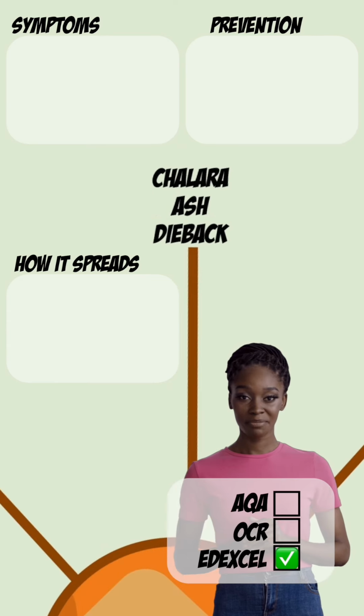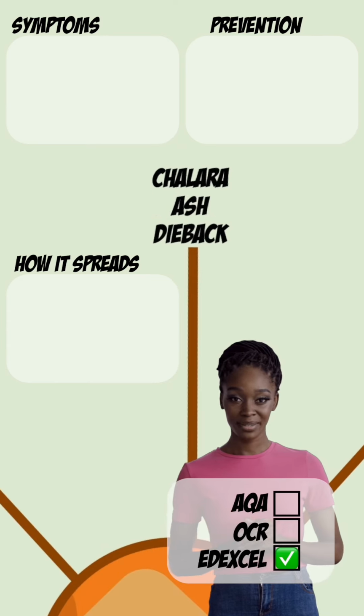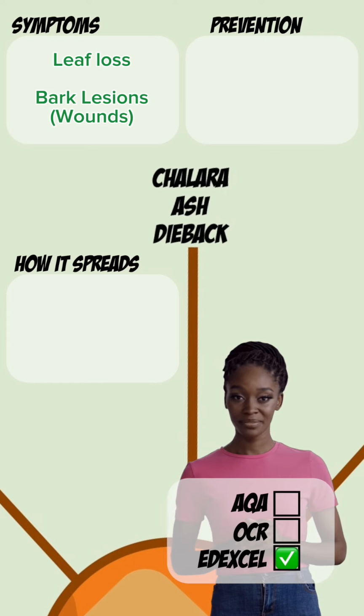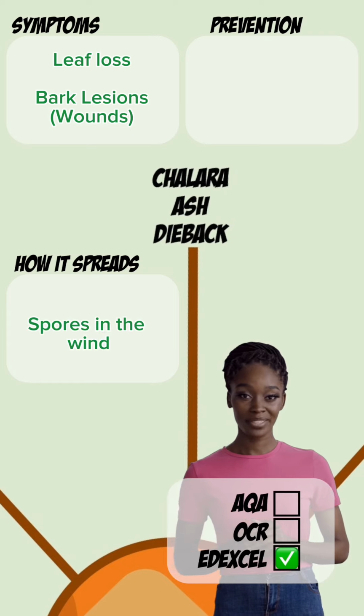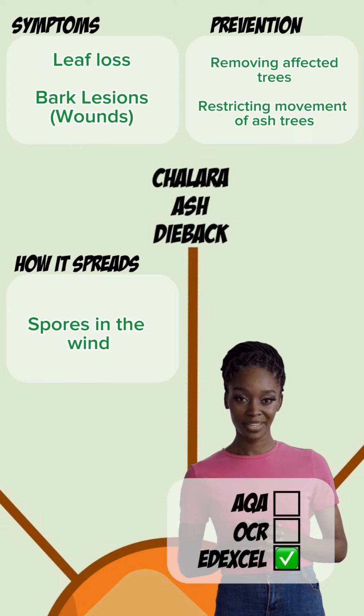Ash dieback is a fungal disease that affects ash trees, causing leaf loss and bark lesions. It's transmitted through wind-dispersed spores and can be managed by removing infected trees and restricting the movement of ash trees.